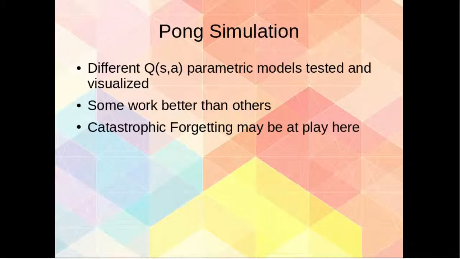So, as I just said, we're doing the Pong simulation with the Arcade Learning Environment. What I'm going to show is different parametric models for estimating the value function, the Q(s,a) function in reinforcement learning. I'd like to visually show why I found some seem to work better than others, and you can see there's a big difference in how they train and in what they do. My hypothesis is that catastrophic forgetting is a big factor here, and it's probably the main thing at play.